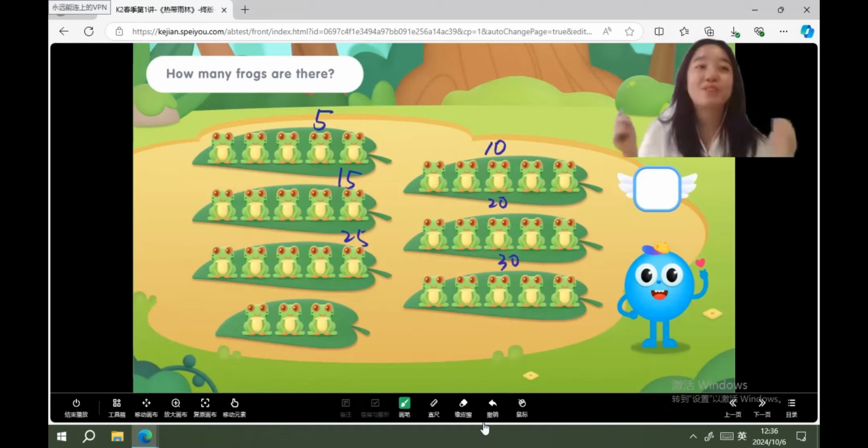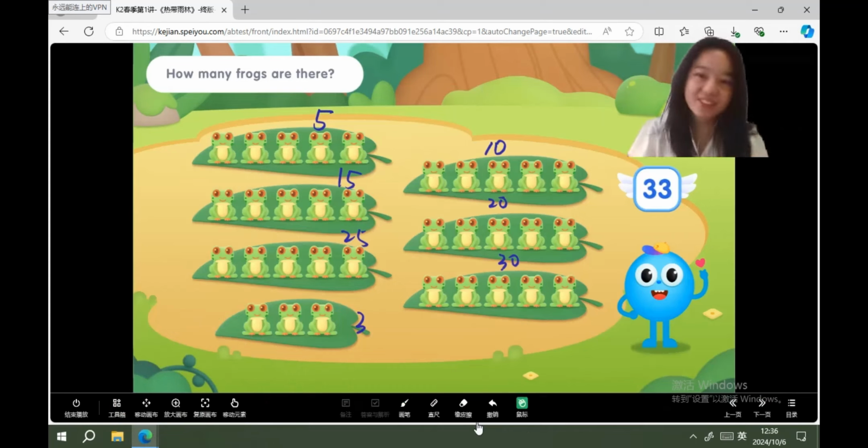Yeah, if you have a strong number sense, you will see just 3. So we just need to add 3 to 30. How many are there? Good job, that is just 33.